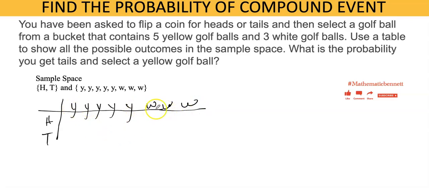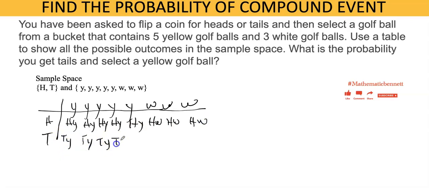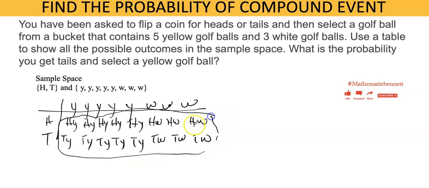Okay, so we have 5 yellow, 3 white. So this would be HY, HY, HY, HY, HY, HW, HW, HW. Then we have TY, TY, TY, TY, TY, TW, TW, TW. How many outcomes do I have? 2, 4, 6, 8, 10, 12, 14, 16. 16 possible outcomes.